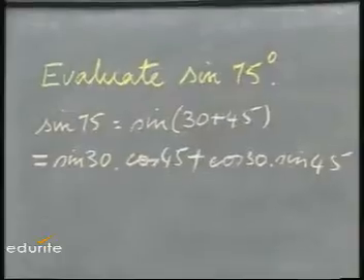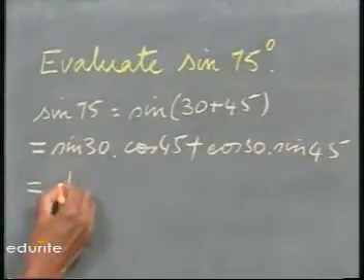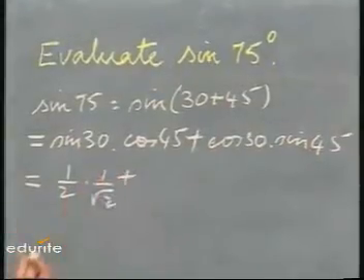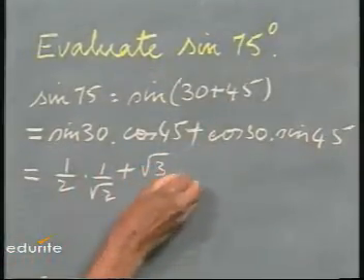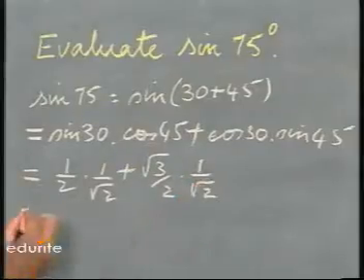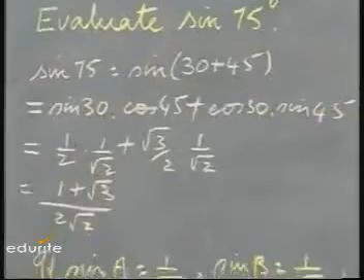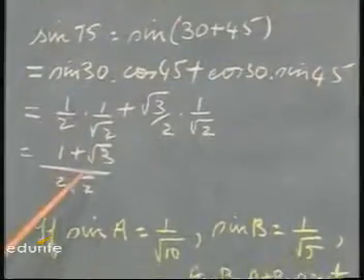Now since we already know sine 30 is half, cos 45 is equal to 1 over root 2, cos 30 is root 3 by 2, sine 45 is 1 over root 2, we get the answer to be 1 plus root 3 over 2 root 2.